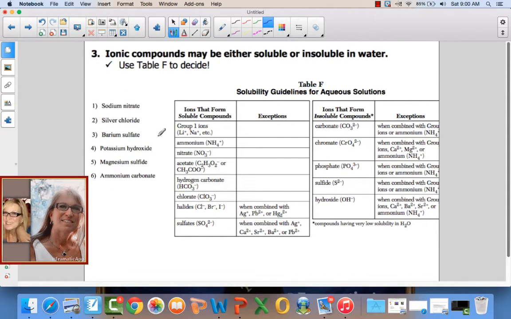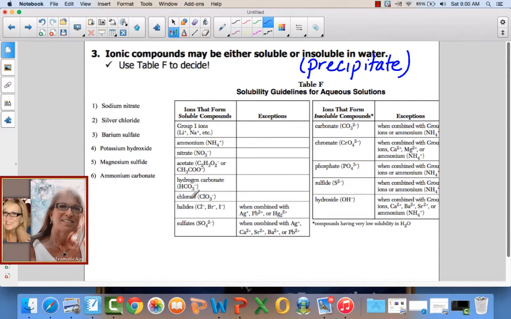Okay, I've already gone over Table F, but I will review it one more time because it is considered part of the solutions unit. We use Table F to determine whether something is soluble or insoluble. And when we say insoluble, we usually refer to the fact that it forms a precipitate. Precipitate is that sludge that you get on the bottom of a test tube when you mix two things together, and one of them is insoluble in the other.